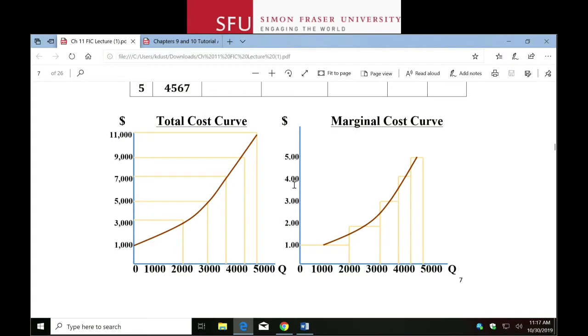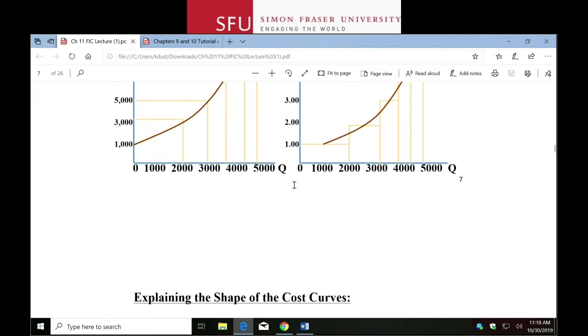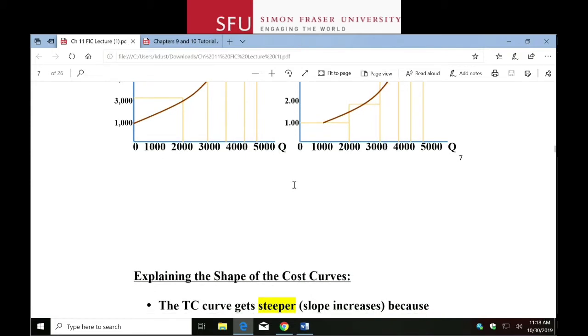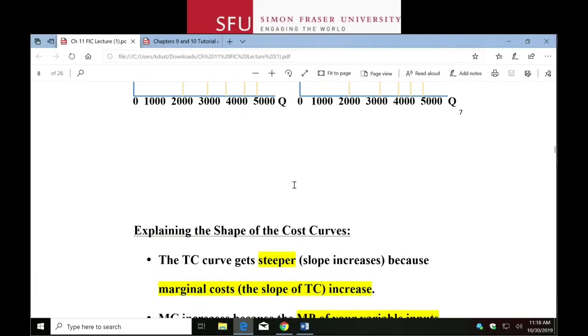Okay, so the next page just summarizes the concept so far. All right, so the marginal costs rise, which means that the total cost curve gets steeper, or what you would say is the total cost curve is increasing at an increasing rate. Right? So that means it's getting steeper because the marginal cost per unit keeps getting higher and higher. So because the marginal costs, which are going to measure the slope of the total cost curve, those increase.